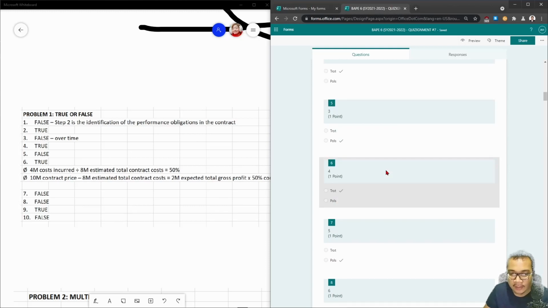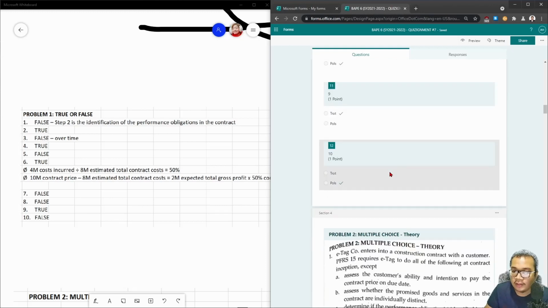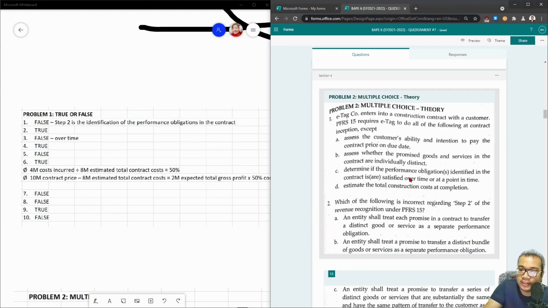Hindi. So, let's go to problem 2, multiple choice theory. May nag-chat.